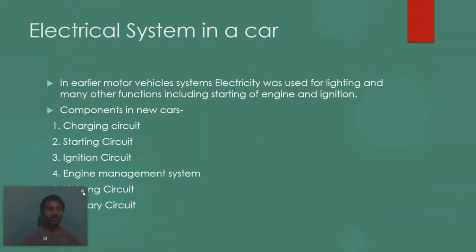So let's get started. Electrical system in a car. From the early age, electricity was always used for starting the engine and the ignition. These are the main components in today's new cars: charging circuit, starting circuit, ignition, engine management system, lighting circuit, and auxiliary circuit. It will be clear from the next diagram.